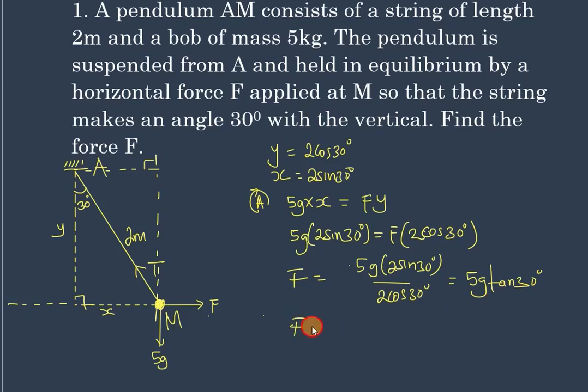And if you work that out, you're going to get 5g, and the tangent of 30 is 1 over root 3. When you work out everything at the end of it, substitute for g. This is 5 times 9.8 over root 3. The calculator is going to give us something like 28.3 Newtons. That happens to be the value of F.